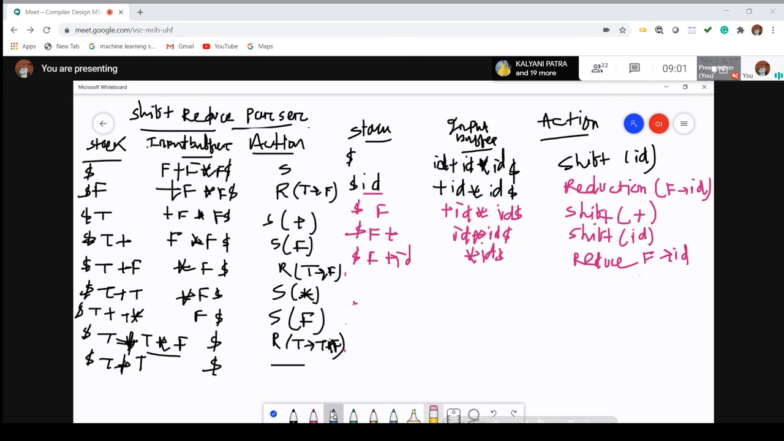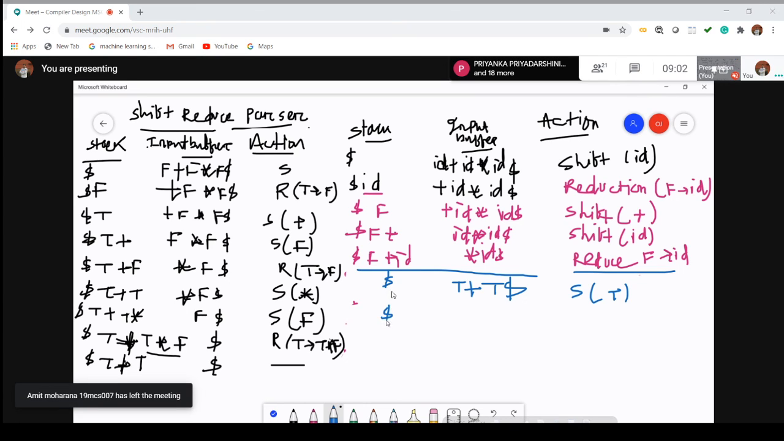Now the same thing: it will be stack and input buffer. Initially the stack will consist of dollar. The input buffer will consist of which element? T plus T dollar. So initially which operation is to be performed? Shift operation. T is to be shifted. So it will be dollar, then T, and this one equal to plus T and a dollar.